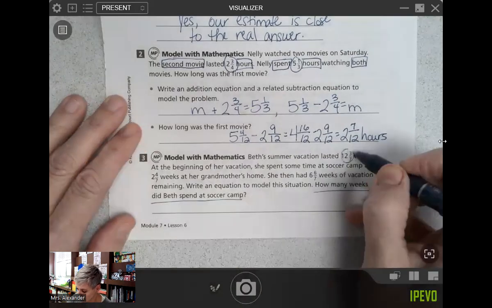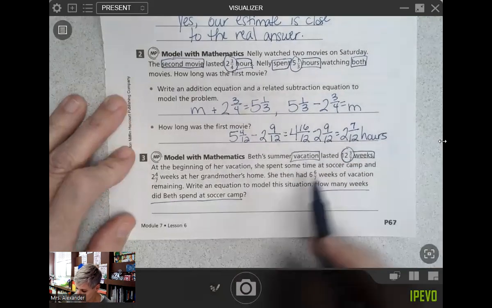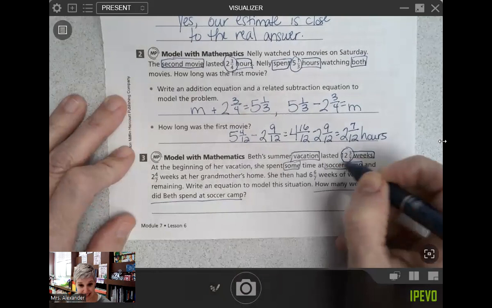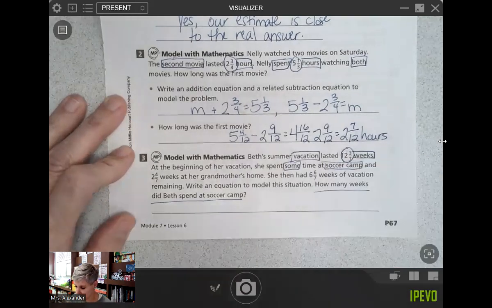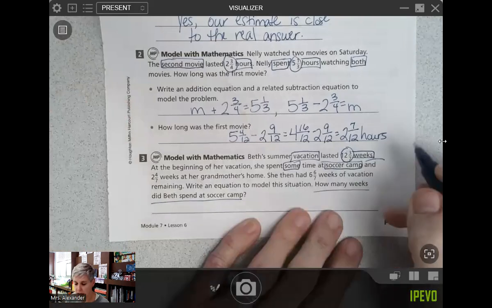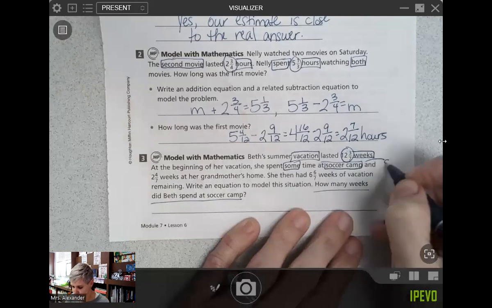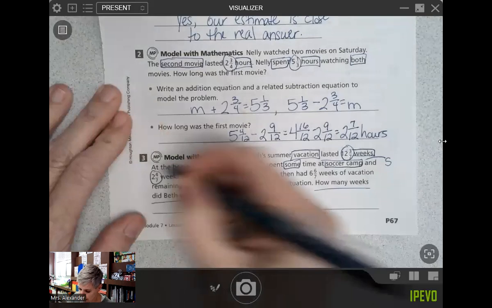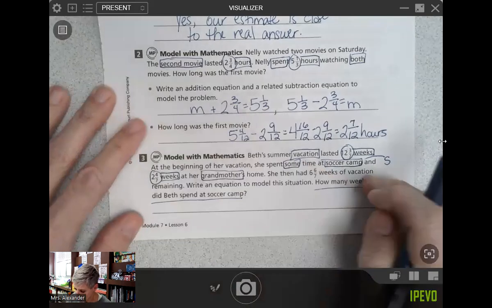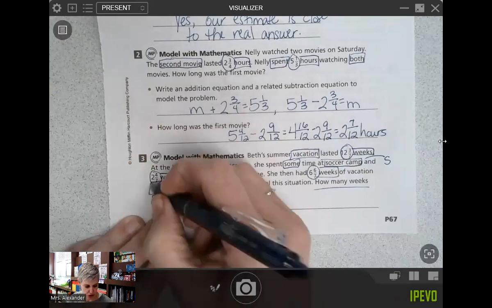So her whole vacation was 12 3/7 weeks. She spent some time at soccer camp. We don't know how much time at soccer camp, so we might have to assign a letter to that. We can use an S for soccer. All right. 2 4/7 weeks at grandma's house, and then she had 6 6/7 weeks remaining. That's a lot of information.